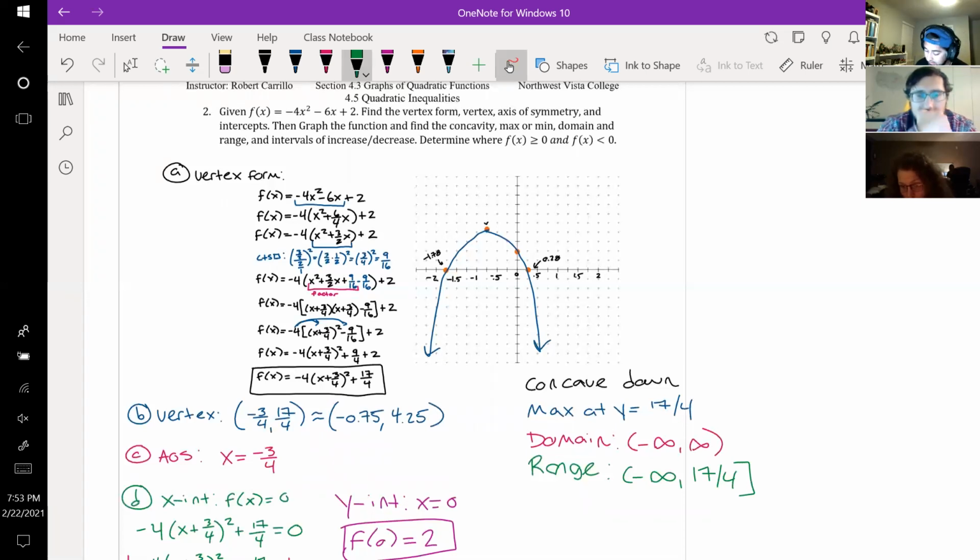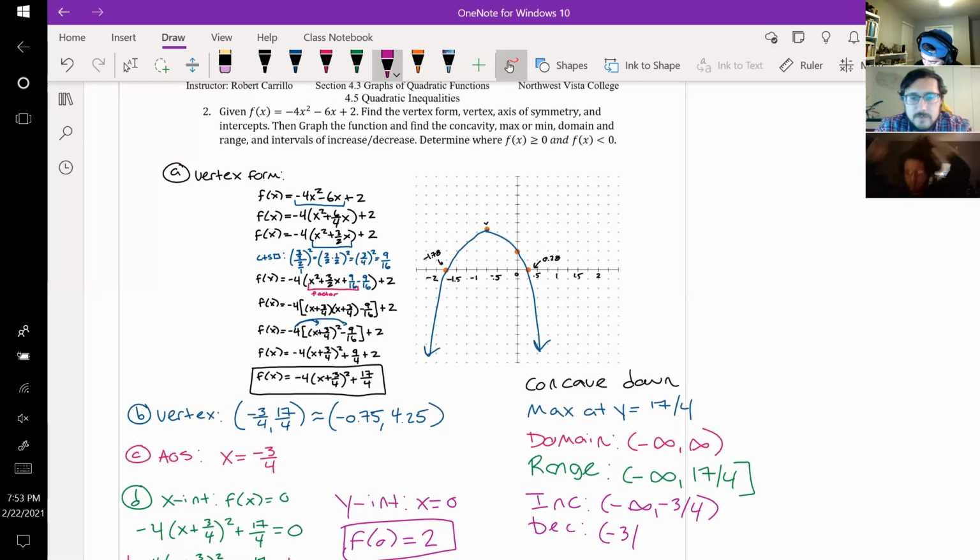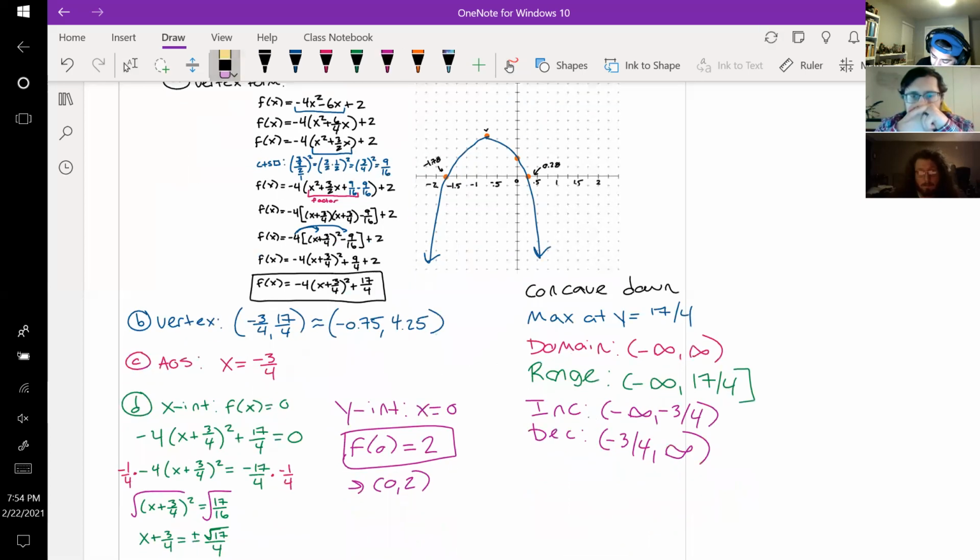And then intervals of increase and decrease. So from left to right, I'll write this down. Where are we increasing at? Negative infinity to 17 and a quarter. X values only, remember? Sorry, 17. Oh, x values only. Negative 0.75. There you go. And then decreasing from where? Negative 3/4 to infinity. There you go.